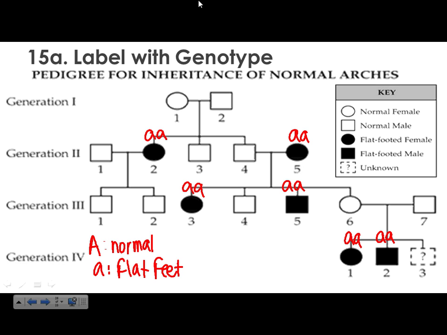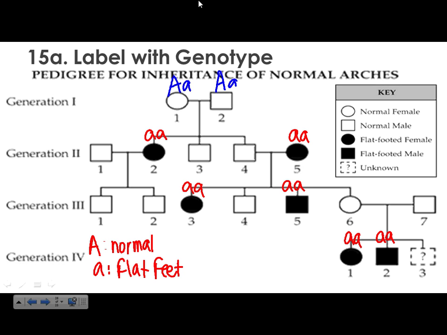All right, so now let's start with generation 1. If you look at generation 1, they do not have flat feet, which means they could be big A, big A or big A, little a. But if you look at their children, they have a child who does have flat feet. So it's impossible for them to both be big A, big A. The only way that those parents can produce an offspring that is flat-footed is if they are heterozygous. So these parents must be heterozygous.